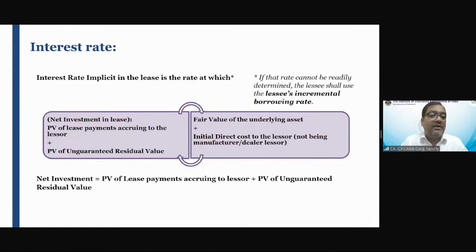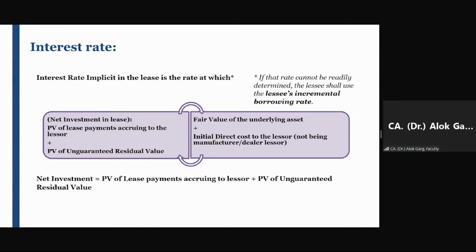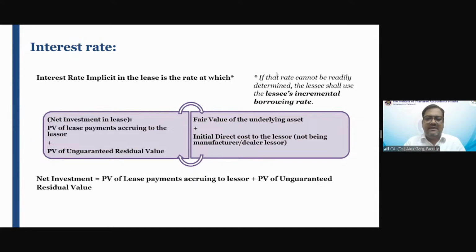But you need to solve the question. Friends, if in the question both the interest rate is given, in that case you need to consider the lessor IRR. And I have done this question on the Excel file as well.